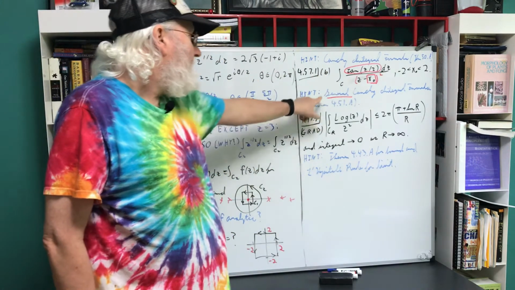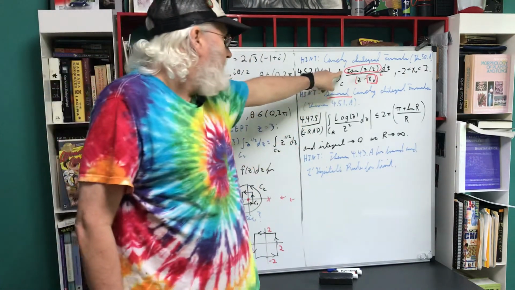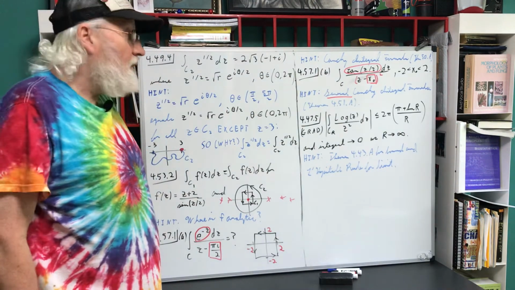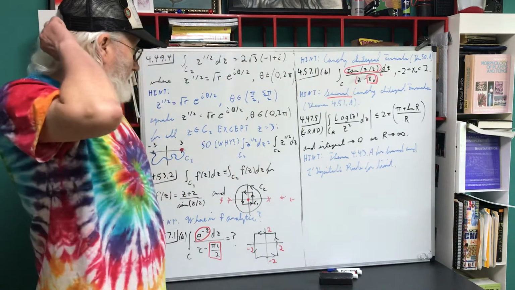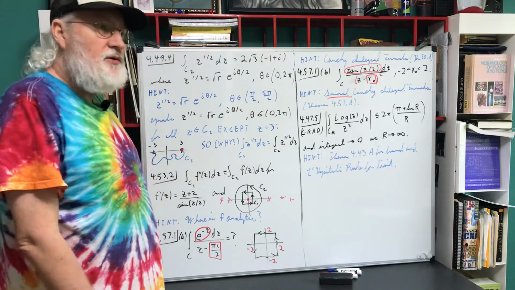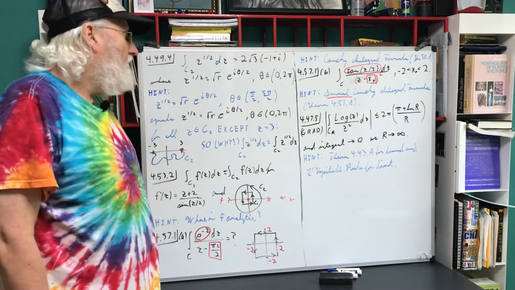Similar type story, except now we're going to need the general Cauchy's integral formula. We've got a function, tangent z over 2. In the numerator, that'd be your f of z. Where's that analytic? Not everywhere. So we'll have to be a little bit careful with where that function is analytic.